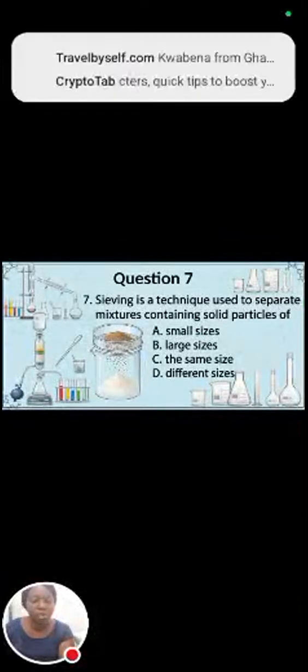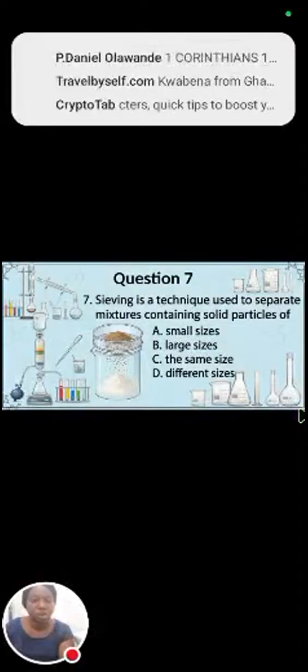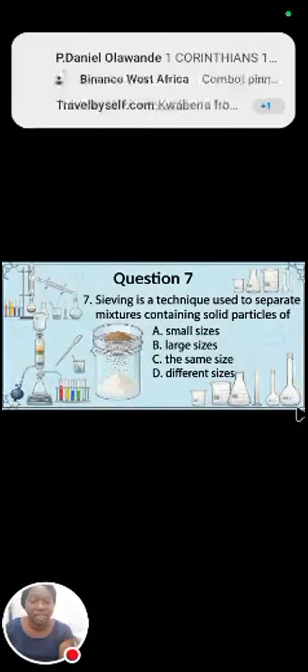Question number 7. Sieving is a technique used to separate mixtures containing what type of solid particles? That's particles of different sizes.